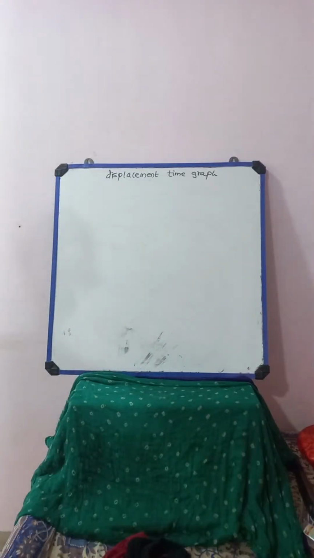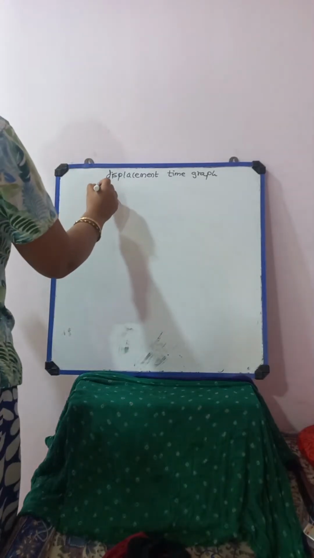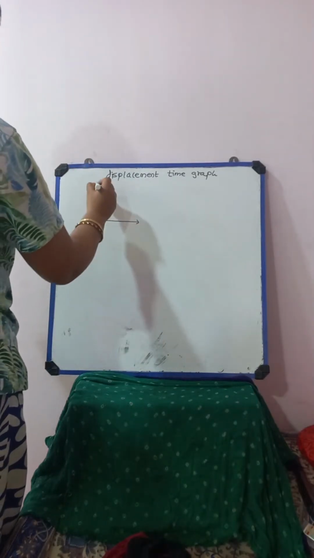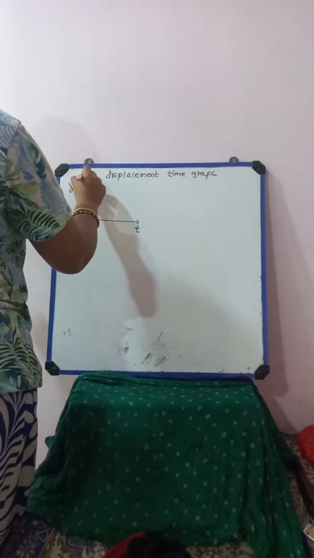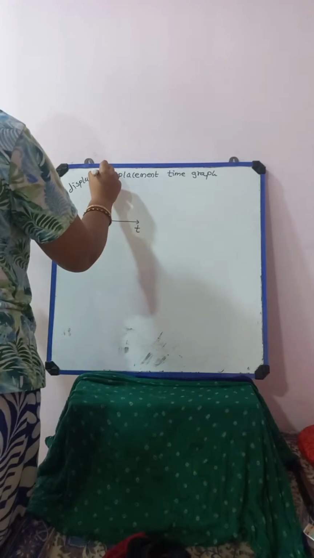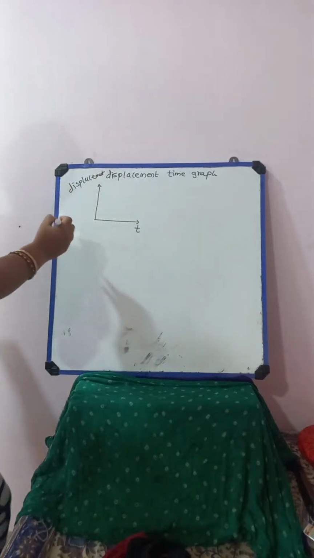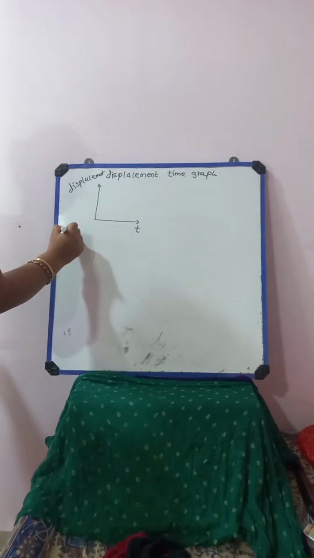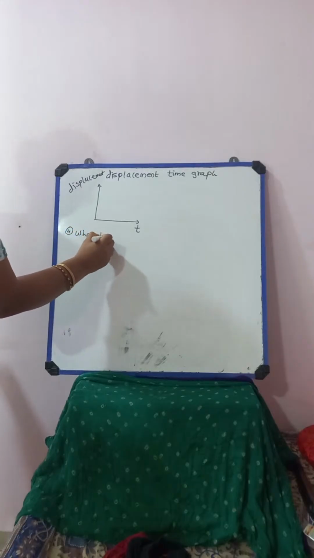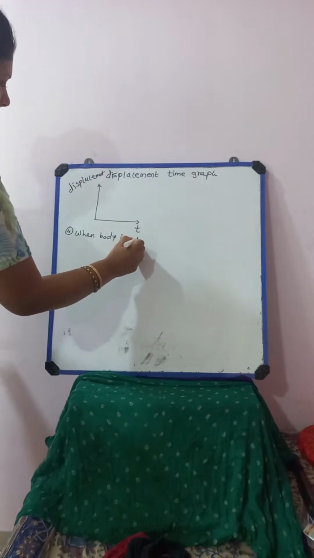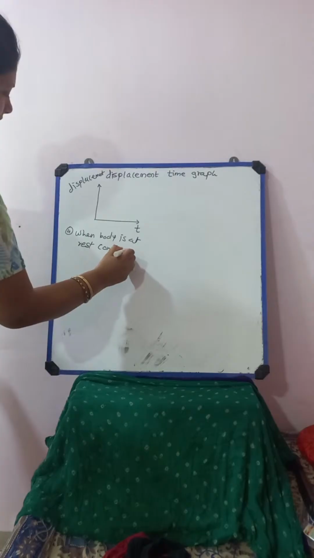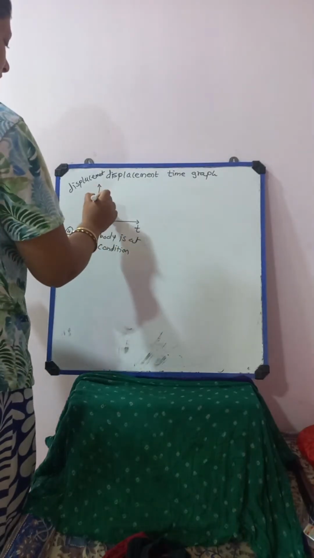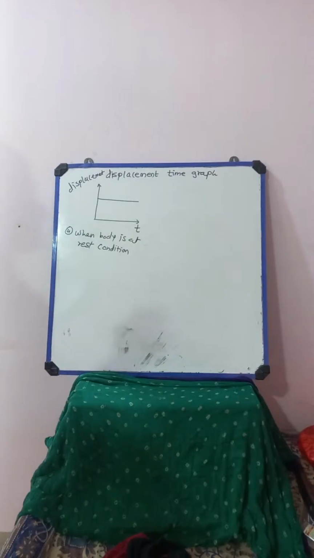Displacement time graph. Suppose we are considering graphs, here on the x-axis we have time and on the y-axis we have displacement. When a body is at rest, I will mention the condition. Time is changing but that body is always in a rest condition.